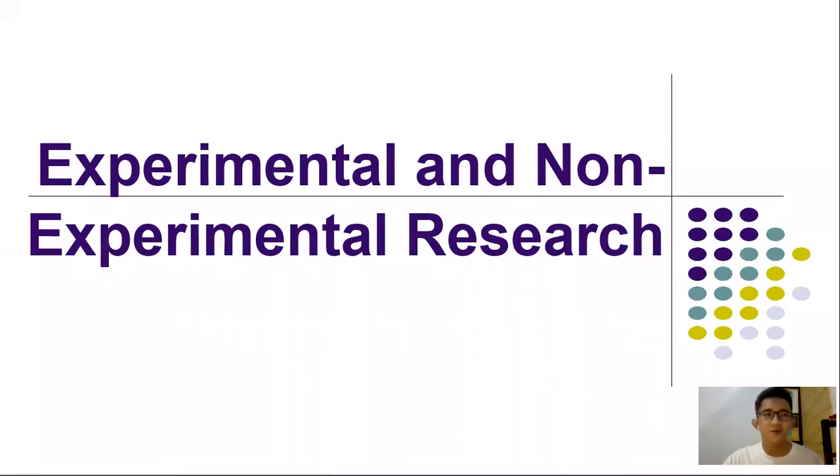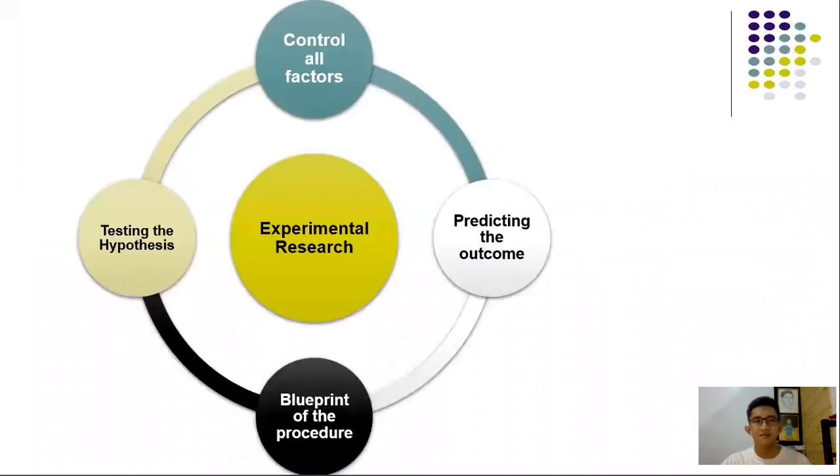Good day. Today we are going to discuss experimental and non-experimental design. So an experimental research design is an attempt by the researcher to maintain control over all factors that may affect the result of an experiment. In doing this, the researcher attempts to determine or predict what may occur.